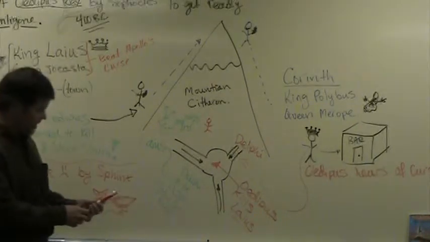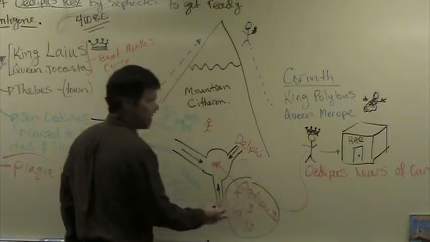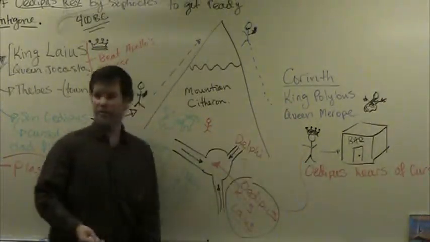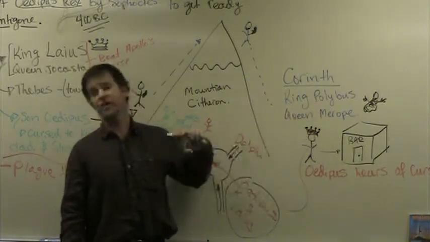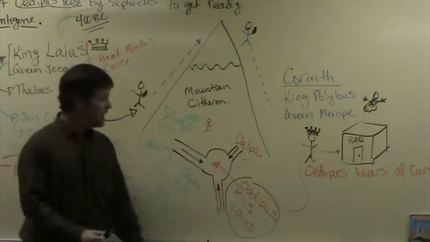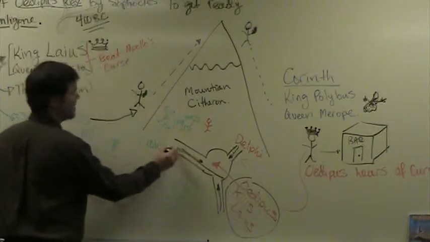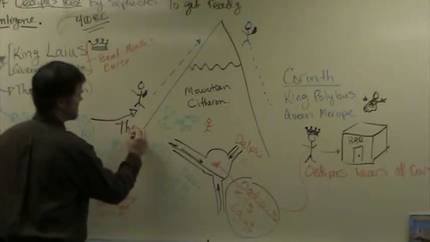Oedipus, after he kills Laius, he knows he can't go back to Corinth because he wants to avoid killing his dad, who's not really his dad, and sleeping with his mom, who's not really his mom. Instead, he goes back up this road, and where does he end up? Thebes.